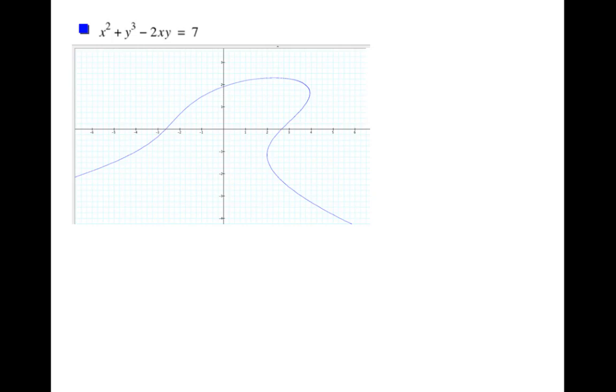Right, so any ordered pair, if you picked any point on this graph, say this one right here, and took that ordered pair, you'd have an x and a y. If you substituted those x and y into this equation, it would make the equation true. But if you took a point that's not on the graph and plugged in its x and y, the left side would not be 7, right? So any point on that graph will make the left side of that equation 7, and any point that's not on that graph, you will not get 7.